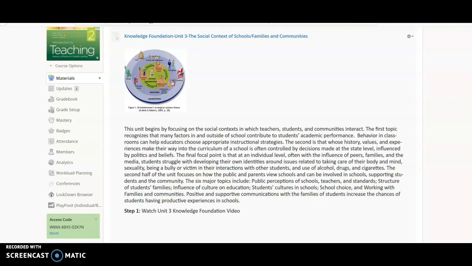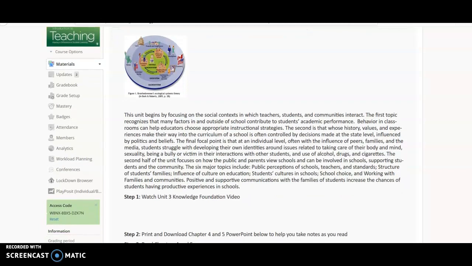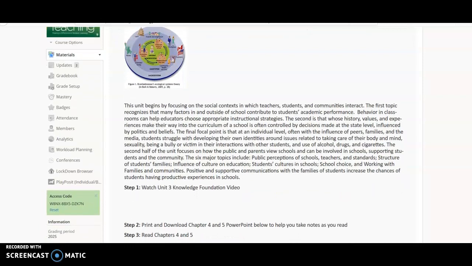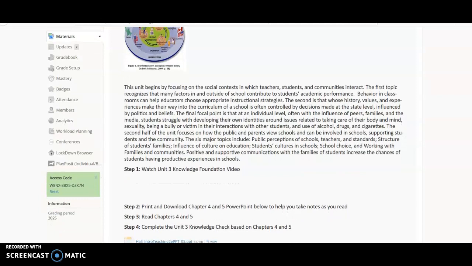We will take a look at behavior within the classrooms and appropriate instructional strategies, remembering that the histories, values, and experiences of how people have approached school and done school are very different. We'll take a look at the state level influence and how political beliefs can impact the system. So the six major topics for this unit are public perceptions of schools, teacher standards, structure of schools, families, influence of culture and education, students' cultures in schools, school choice, and working with families.